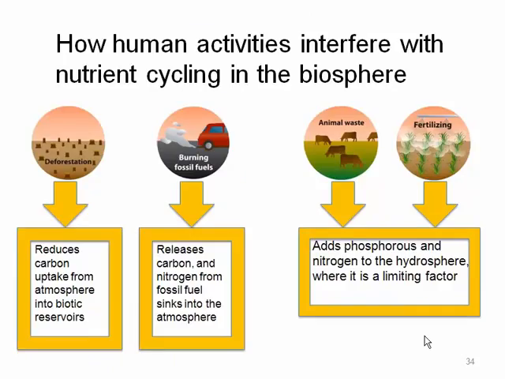And as we noted earlier, human activities interfere with a number of the major nutrient cycles that commonly occur in the biosphere and that we rely very heavily on. Examples include deforestation, which reduces the amount of standing plants that can take up carbon from the atmosphere and store it into long-term biological reservoirs.